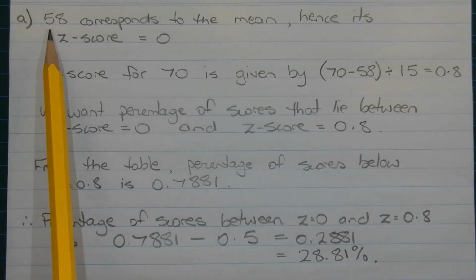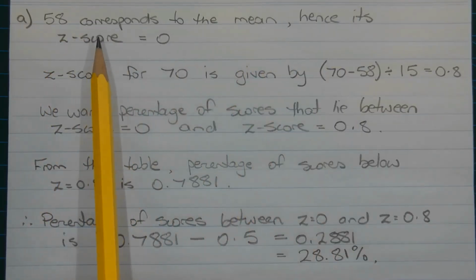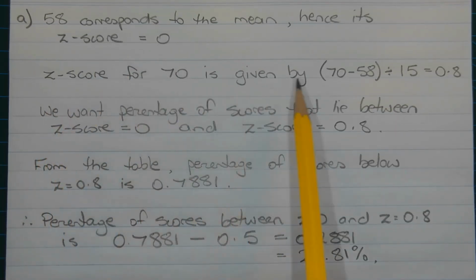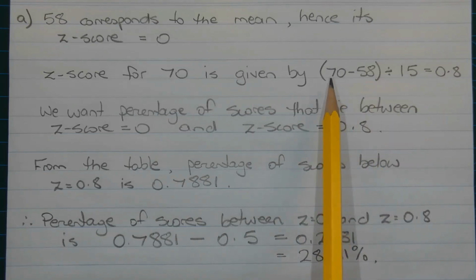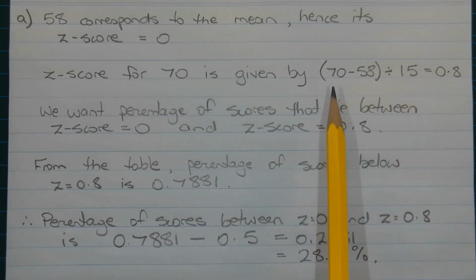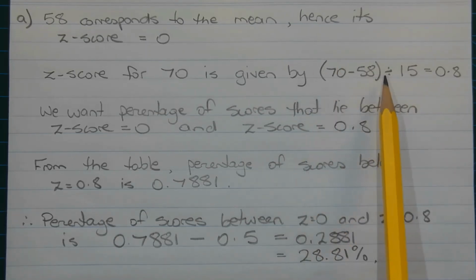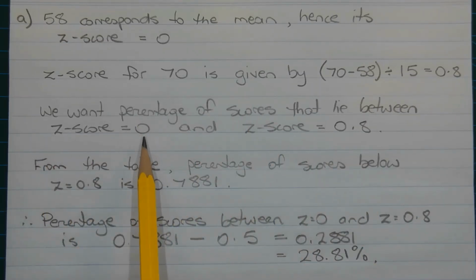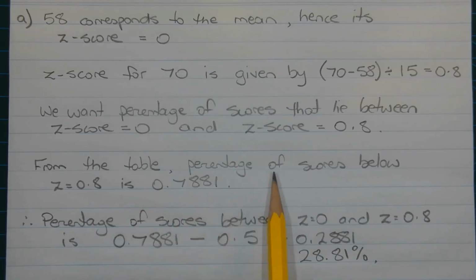The raw score of 58 corresponds to the mean, hence its z-score is 0. Now the z-score for the raw score of 70 is given by the z-score formula, which is raw score minus mean, in brackets, divided by the standard deviation. So 70 minus 58 in brackets divided by 15 is equal to 0.8. Now we want the percentage of scores that lie between a z-score of 0 and a z-score of 0.8. Now from the table, the percentage of scores below z equals 0.8 is 0.7881.